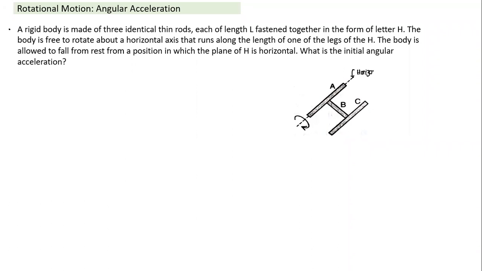Though the figure is given, you need to visualize how the rotation will take place. Now slightly 3 dimensions are involved. The body is allowed to fall from rest from a position in which the plane of the edge is horizontal. The entire thing is in the horizontal plane. I release it from there. What is the initial angular acceleration? So this axis is okay. Similar to the way we calculate torque, I need to calculate torque as well as moment of inertia about this axis which is shown here.